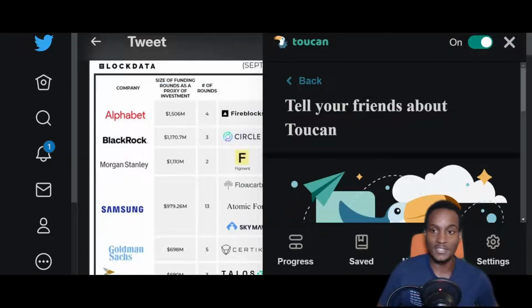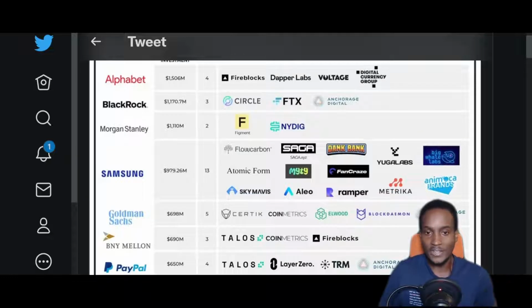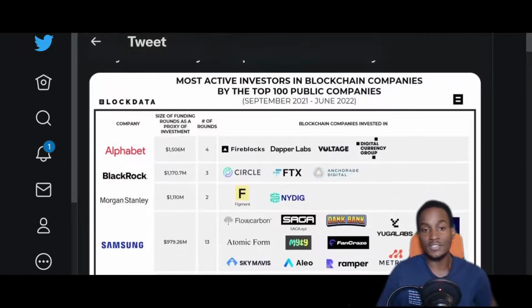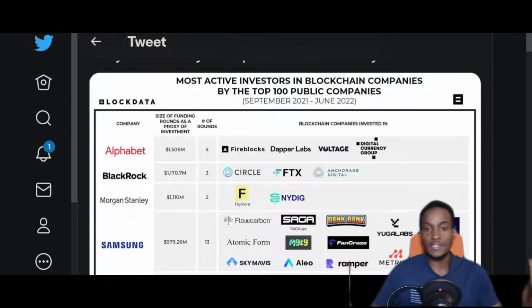For example, you can see the company Alphabet, which is the main company from Google. We have BlackRock, Morgan Stanley, Samsung, and if you look at some of these companies like Fireblocks here, this is a cryptocurrency company that custodies different digital currencies in a secure way. Dapper Labs, these are creators of blockchains like the Flow blockchain, Voltage, Digital Currency Group. So we have BlackRock. Some of these have invested in other ecosystems, and Alphabet has then invested in them to attach itself to that value.